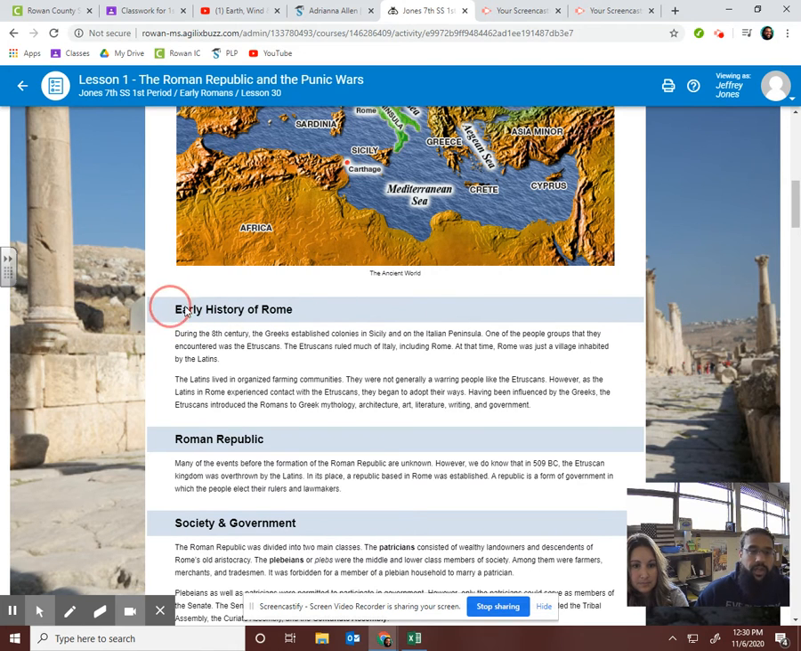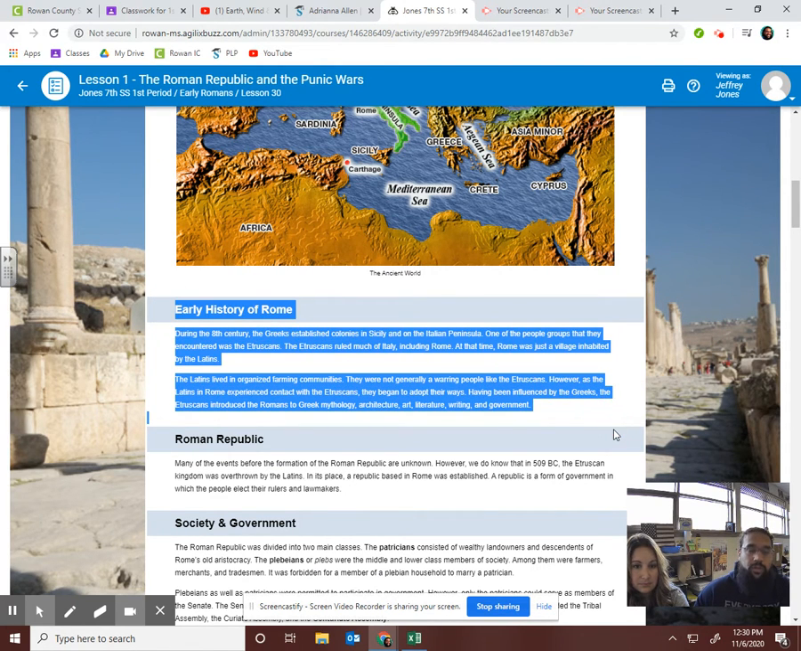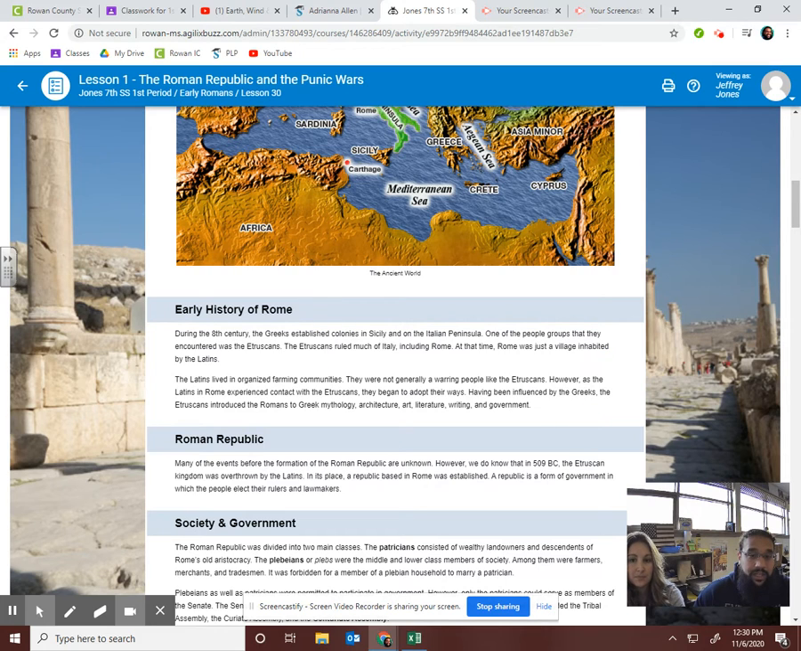Beautiful. Okay. So next section is the early history of Rome. During the 8th century, the Greeks established colonies in Sicily and on the Italian peninsula. One of the people groups that they encountered was the Etruscans. The Etruscans ruled much of Italy, including Rome. At that time, Rome was just a village inhabited by the Latins. The Latins lived in organized farming communities. They were not generally a warring people like the Etruscans. However, as the Latins in Rome experienced contact with the Etruscans, they began to adopt their ways.